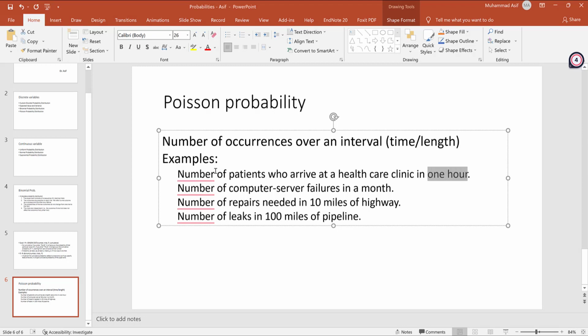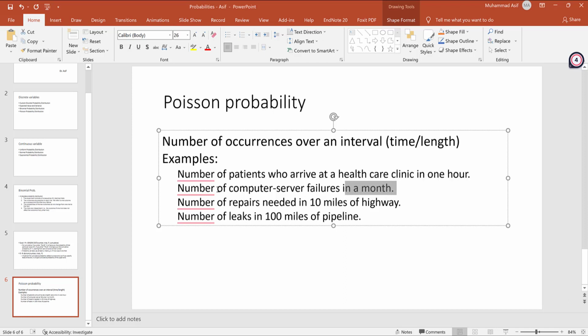Or the number of cars that arrive in the driveway of a restaurant, or the number of cars that arrive at a gas station in 5 minutes, or the number of computer server failures in a month. So this is the interval, and these are the occurrences in which we are interested.